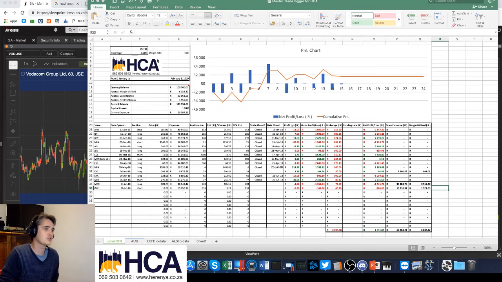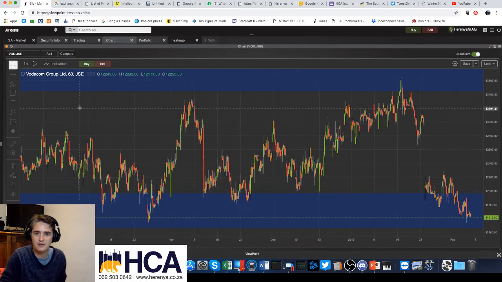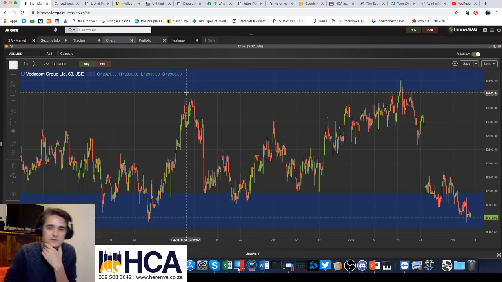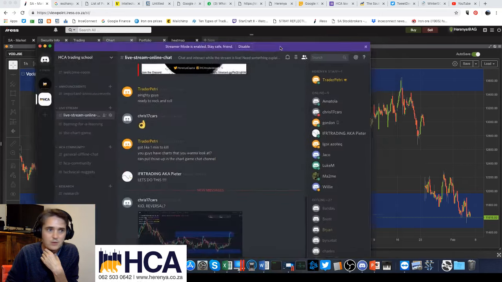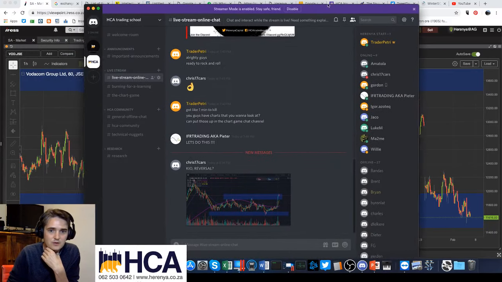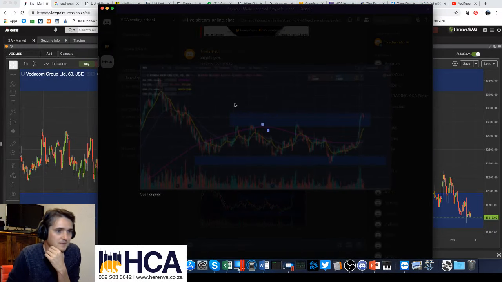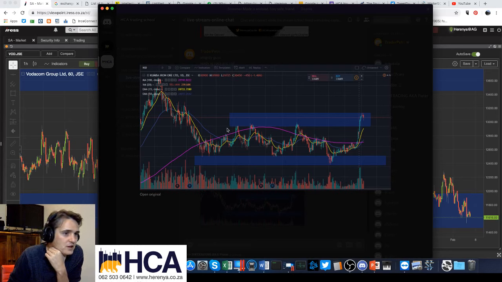Let's look at some of your charts. We have from Chris 17 Cars in the Discord asks about Kumba. So let's look at the Kumba chart. What I'm going to do is pull up the Discord over here, so you can see it. We have the chart that he is looking at, Kumba iron ore.